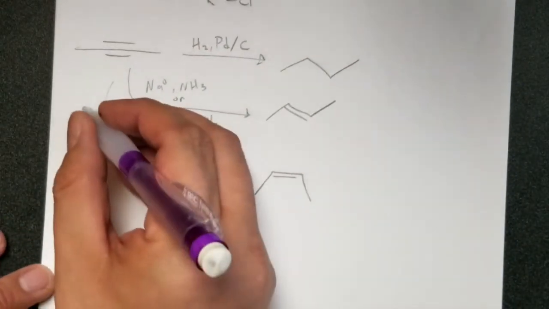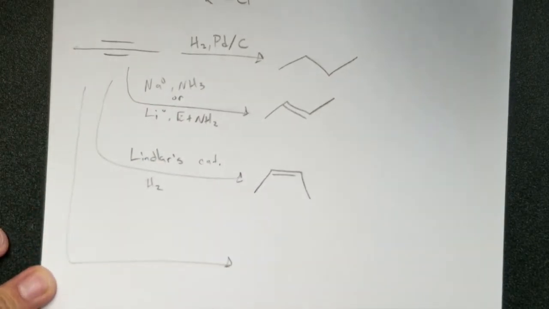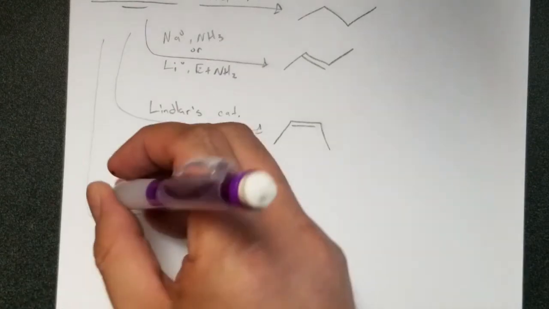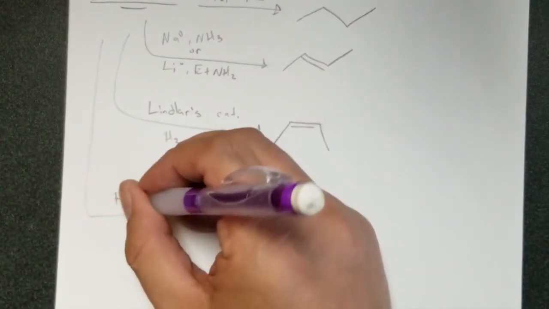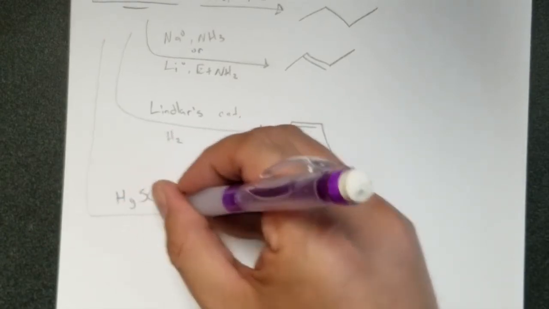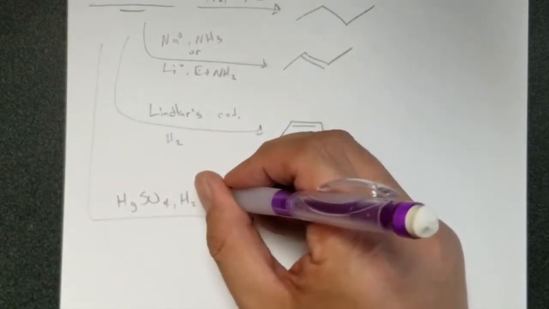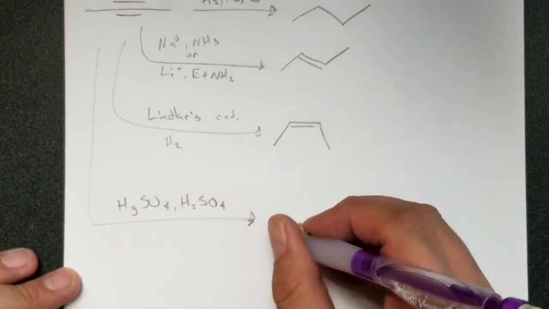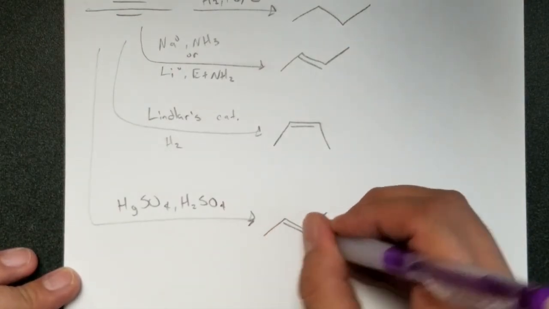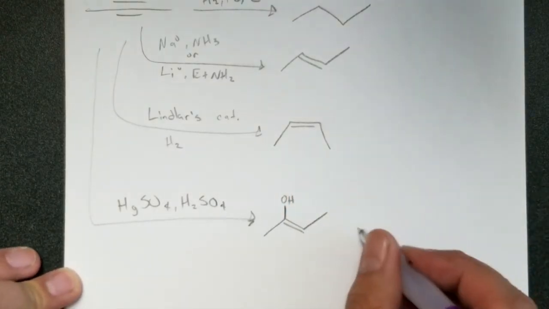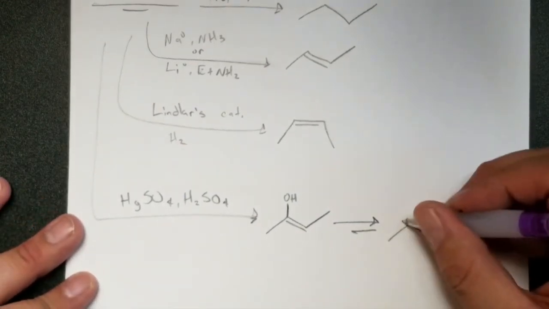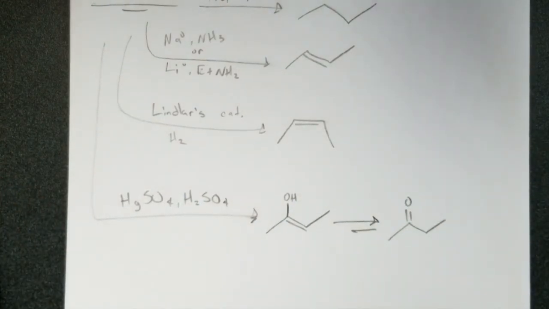All right, there was another reaction. I don't remember if I even covered this with you or not. I don't think I did. I think we ran out of time. But this was mercury sulfate. I know a couple of you came across this in your homework because I was asked about this during office hours. Essentially what happens here is you get an enol, and then it quickly equilibrates to the corresponding ketone.